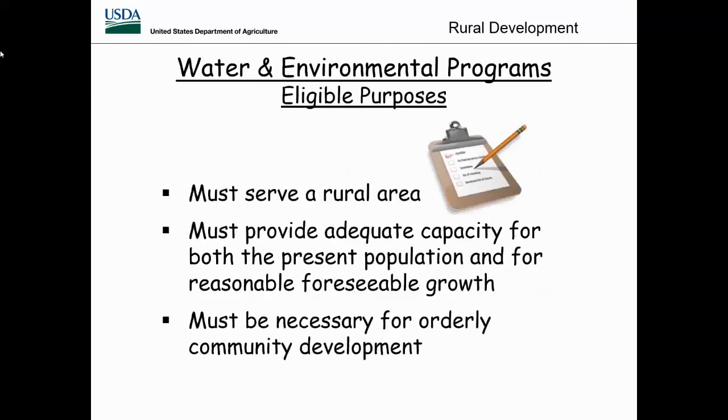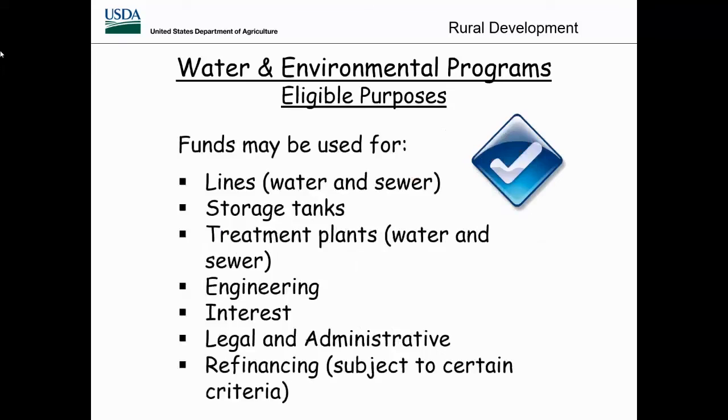Again, it has to be a rural area, and any type of loan we do has to be to provide capacity for the system to be able to provide the water and sewer service to the area. I can use loans or grants for financing water lines, water tanks. We financed a lot of water treatment plants and sewer treatment plants across the state. And then if a system is designing a project, they will have to have engineering and legal work and so forth, and we can cover that part also.